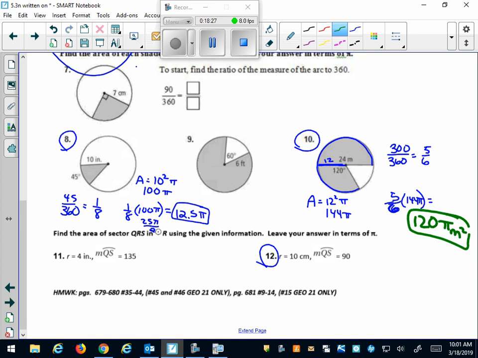Number 12, the radius is 10, so the area is 100 pi. 90 degrees is 1/4, so 1/4 of 100 pi is 25 pi square centimeters.